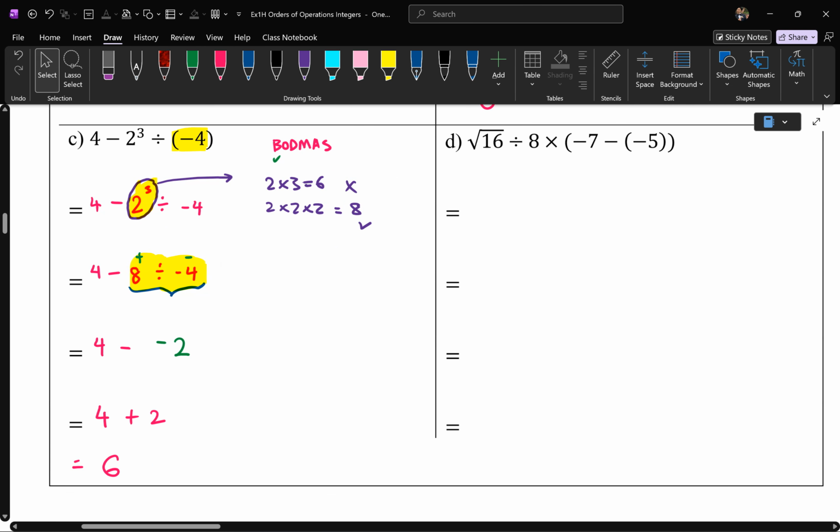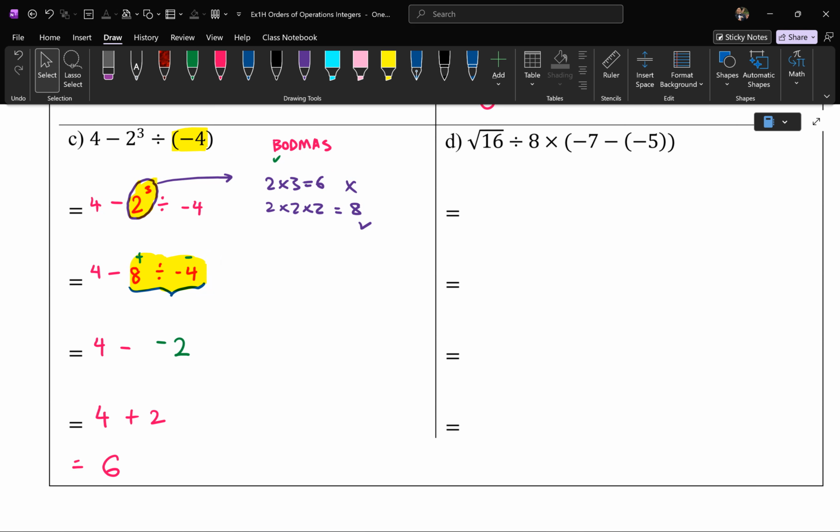Now D. D is the one that I can pick up. I reckon if I put this in a test, not all of you are going to get it correct because there will still be some students who don't know some square roots, but also that double brackets confuses students. So I'm going to guide you through it. Yeah? And that's my last example for today. So D, BODMAS, same thing.